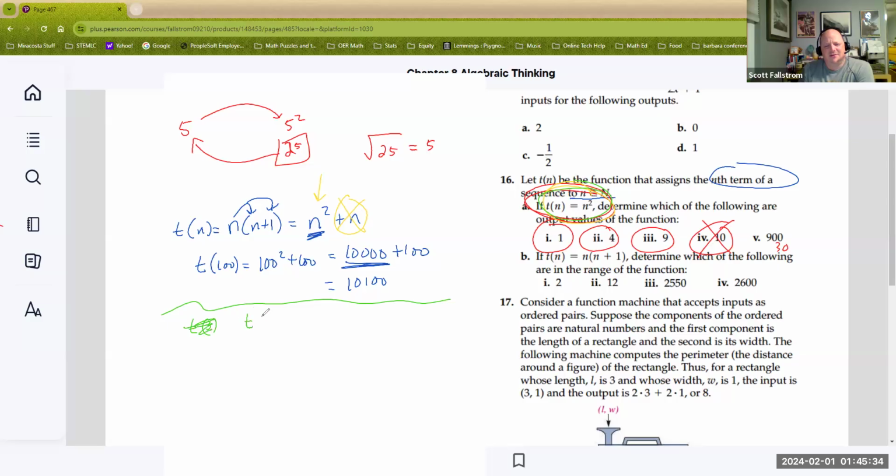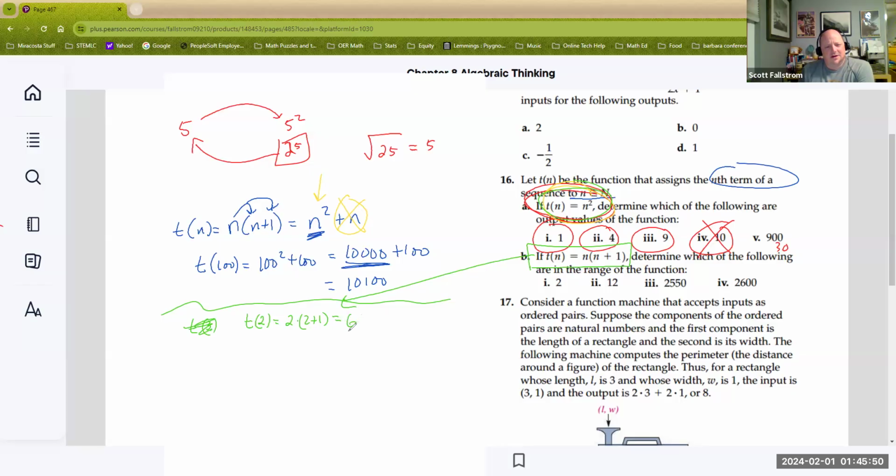What is t of 2? Okay, t of 2 would be 2 times 2 plus 1. That's what it says right here. I'm just using the rule. And 2 times 2 plus 1 is 2 times 3, which is 6.